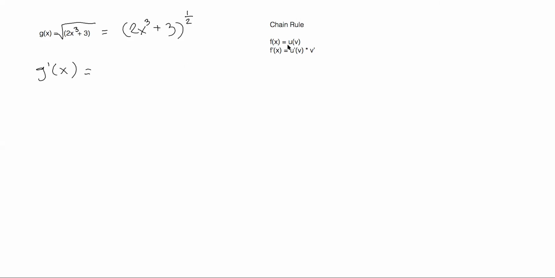So we want u to be the outer function. So in this case, u would be this exponent. It would be the 1/2 power. We don't really care what's on the inside. It would be just something to the 1/2 power. So then, of course, the derivative of that, we would just apply the power rule. We would make this 1/2 times all of this to the negative 1/2 power when we apply the power rule.